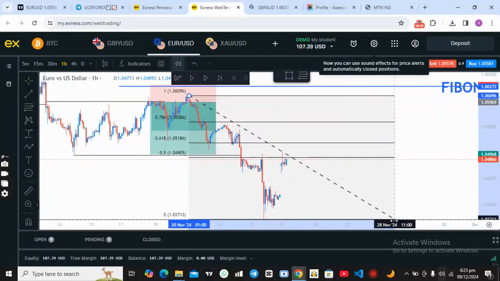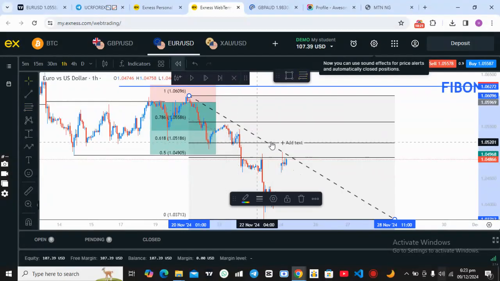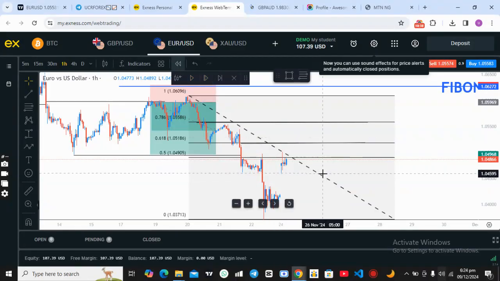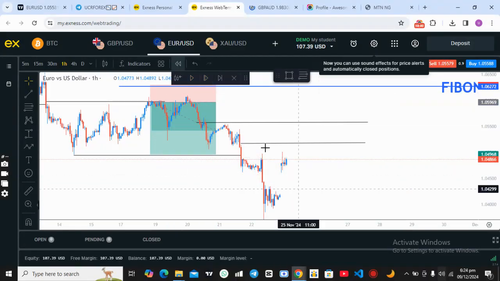So look at where our 61% falls. This is our 61% zone. And this is our 78% zone as well. And now let's see whether price will definitely respect those zones.